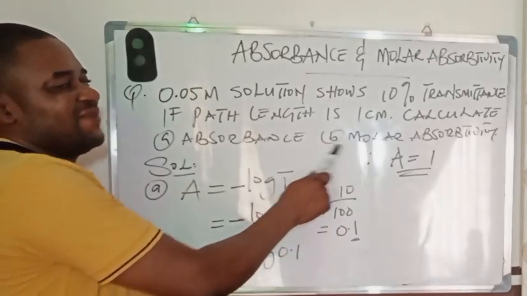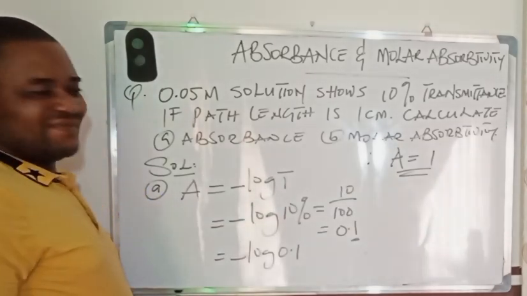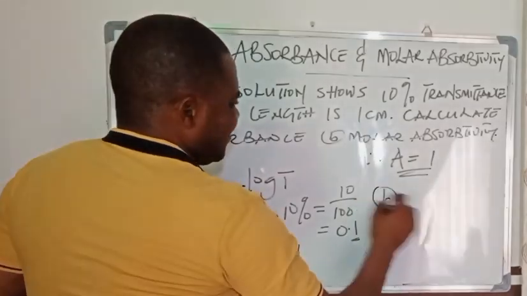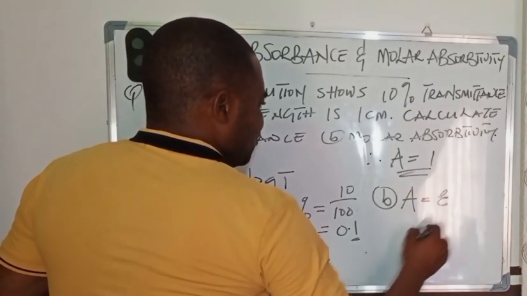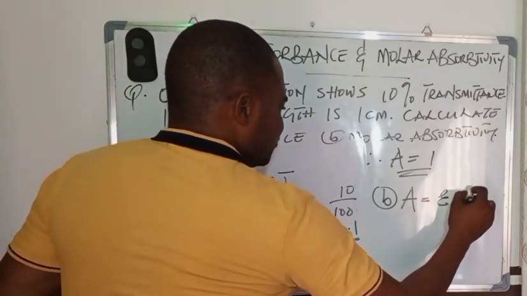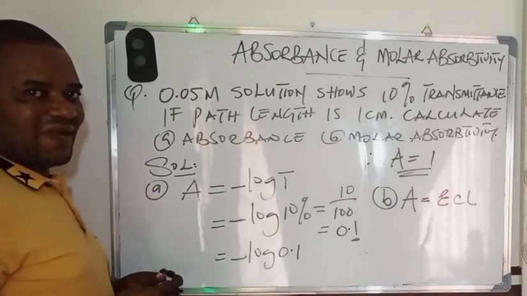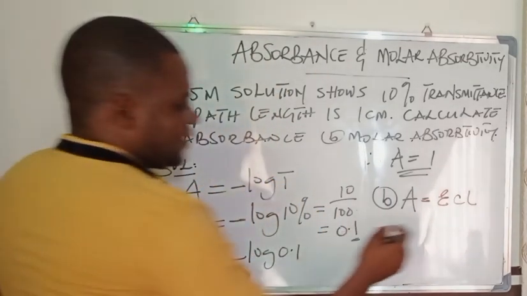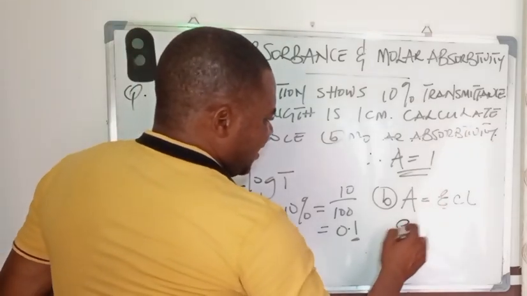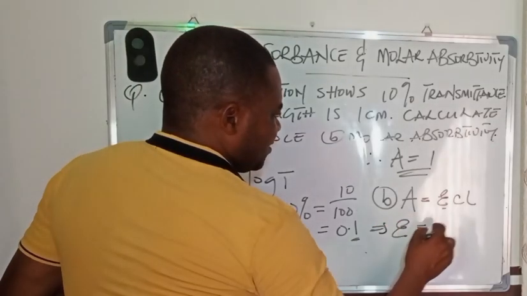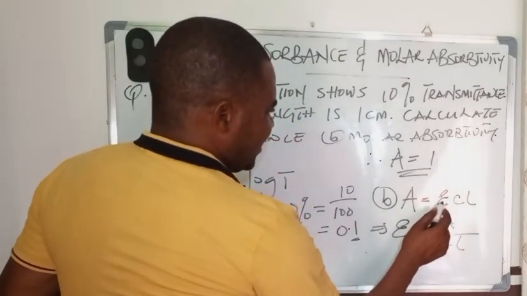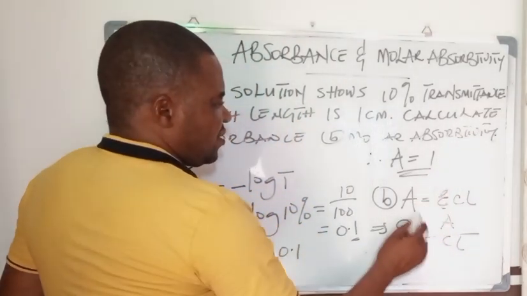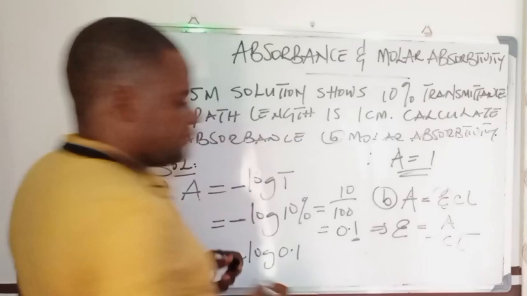Now how about the molar absorptivity? For B, molar absorptivity can also be gotten from absorbance, molar absorptivity, concentration, and path length. If this is molar absorptivity, then molar absorptivity will be equals to what? Will be equals to absorbance all over Cl. That is, make this the subject of your formula. This will be all over this.